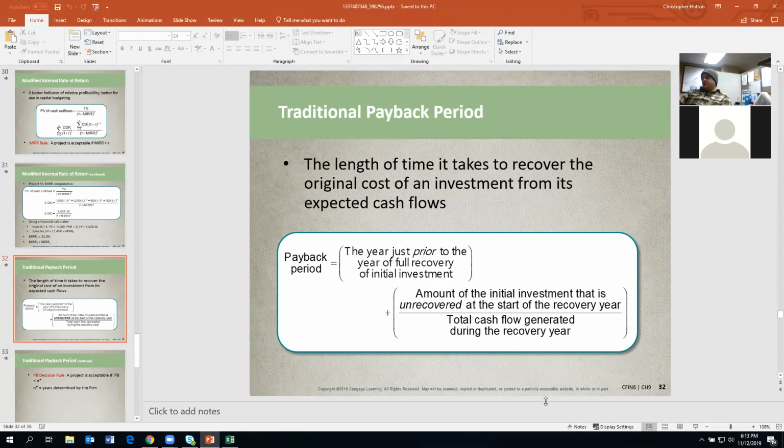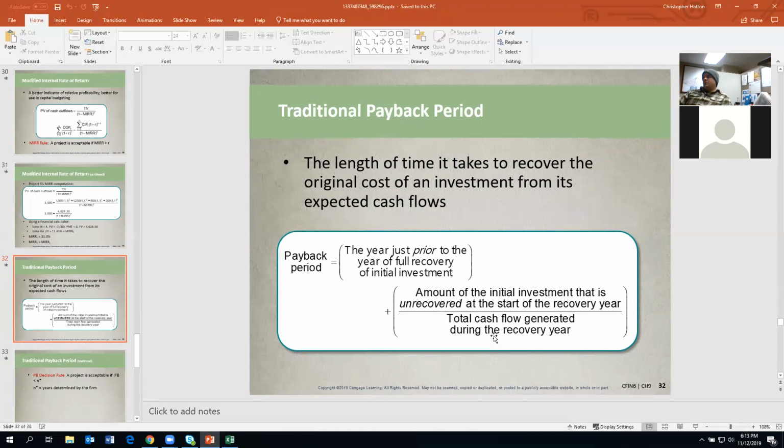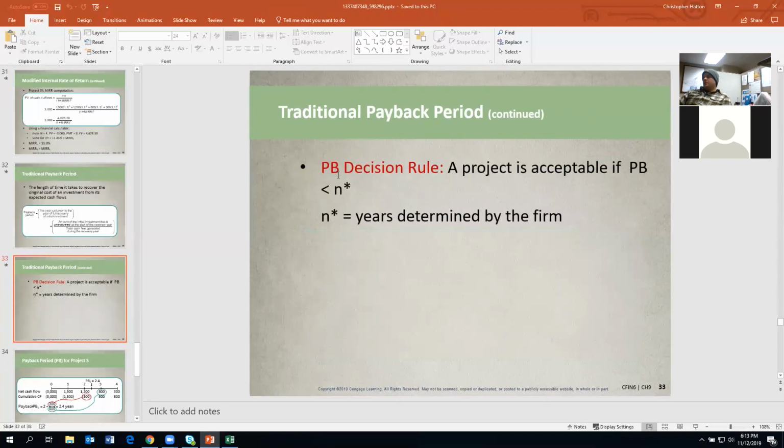Which is what we're saying here. Payback decision rule: a project is acceptable if the payback period is less than the N here, the useful life of the project. So years determined by the firm versus useful life of the project, they're the same thing.